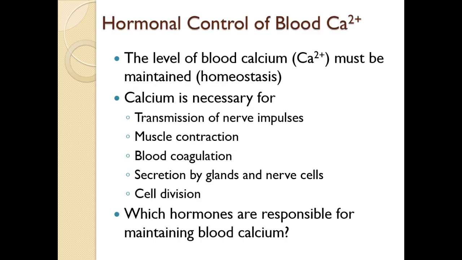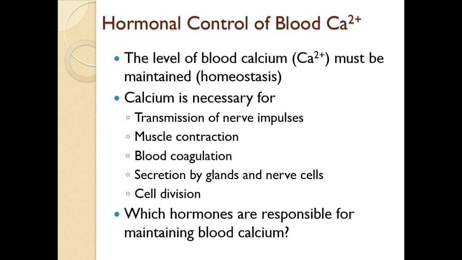So, the hormonal control of blood calcium. Just like blood glucose must be maintained, blood calcium must be maintained. If there's too much calcium in the blood, that can cause severe problems. If there's too little, it can also cause severe problems, even death. So there has to be a homeostasis mechanism to make sure that whenever blood calcium goes too high or too low, there's a way to bring it back to normal levels.